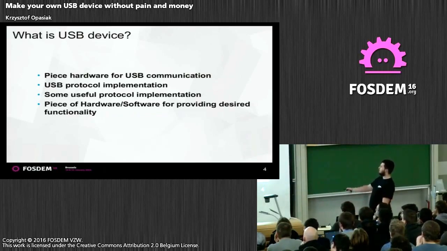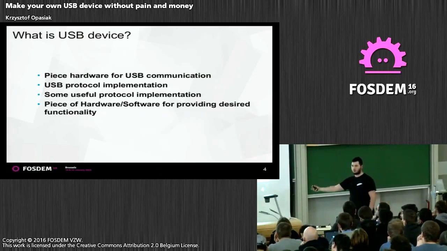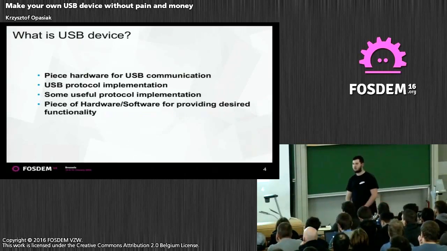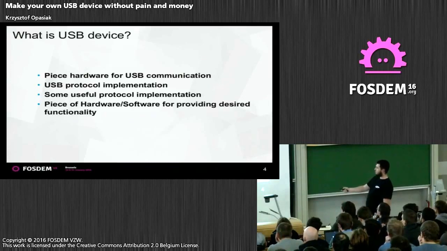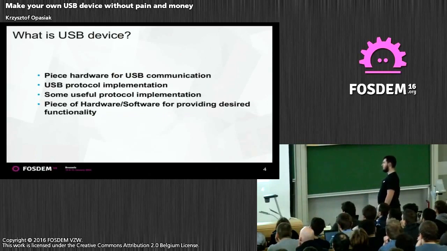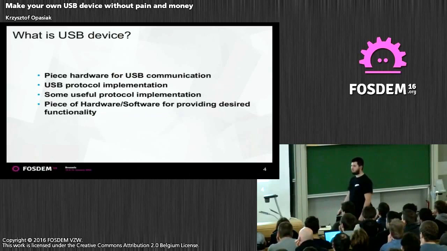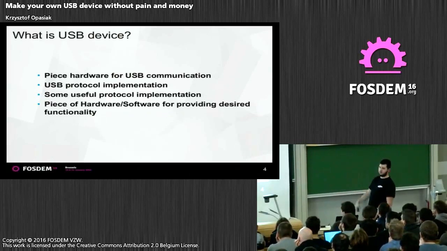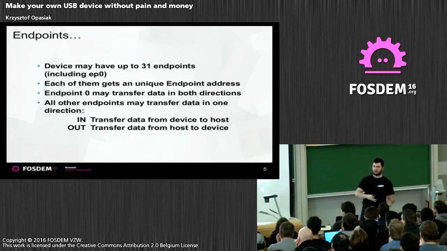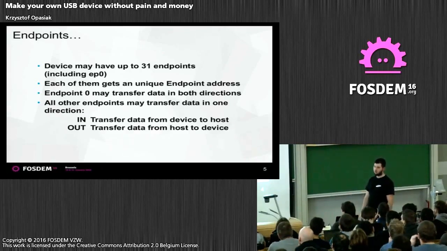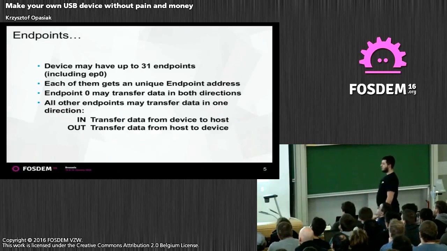When we are able to communicate, then we need some functionality which we would like to provide to the host. So we need, for example, a piece of flash storage in our pen drive, which we can use to store the data received from the host. Usually, this one is the most complicated, but in general, it's simple. It takes commands from the USB and transfers them to the hardware language of our desired functionality hardware.